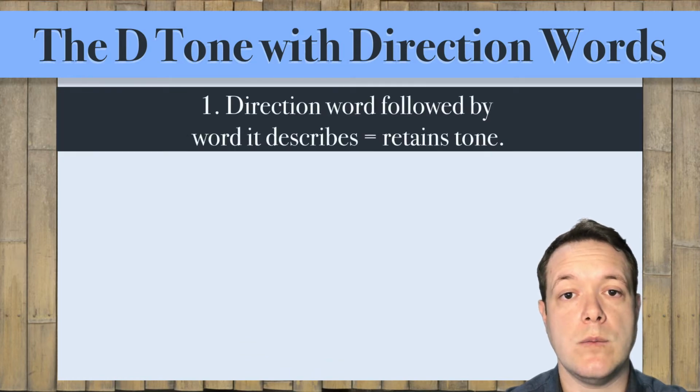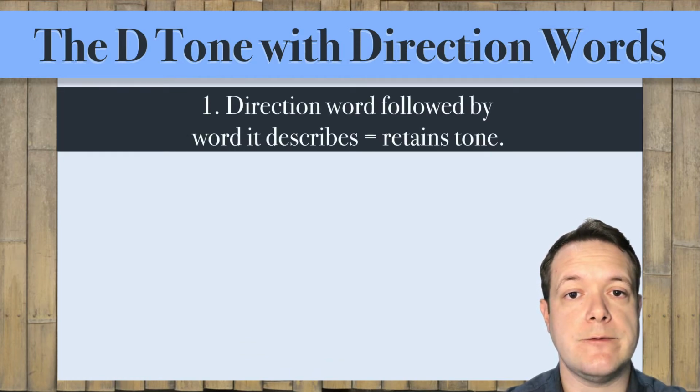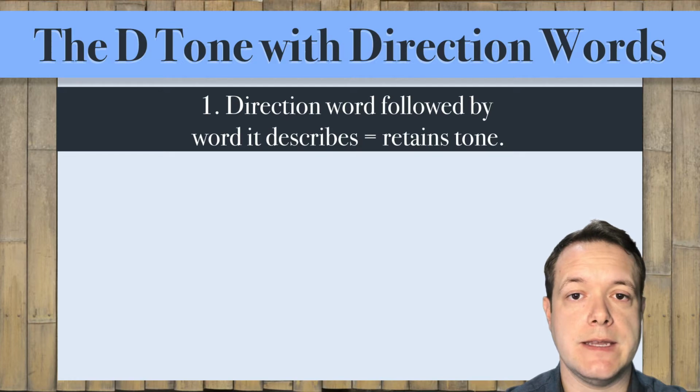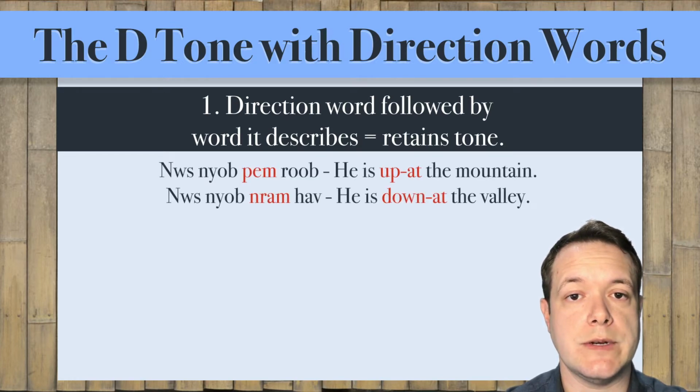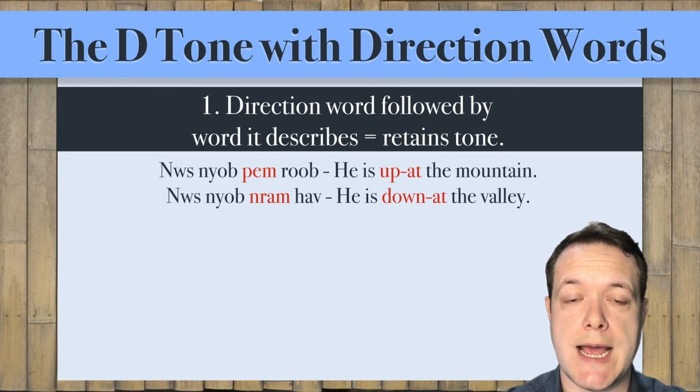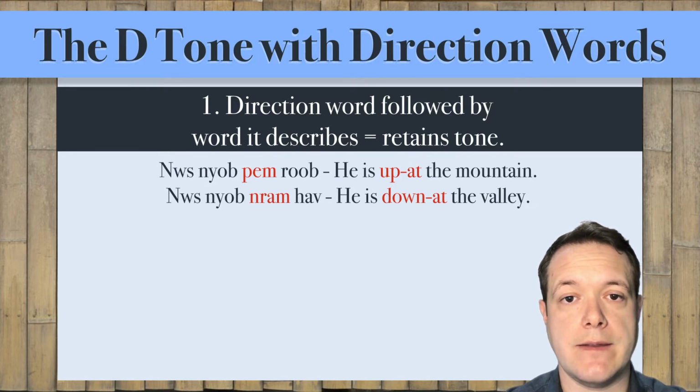We can say, one, when the direction word is followed by something it is pointing to or describing, in other words, a word comes after it, then it will retain its original tone. For example, like the words up at the mountain or down at the valley. In those cases, it's a preposition, it retains its tone. Here are the examples in Hmong. Nü Nyo Bei Dong, he's up at the mountain. Nü Nyo Da Ha, he is down at the valley.